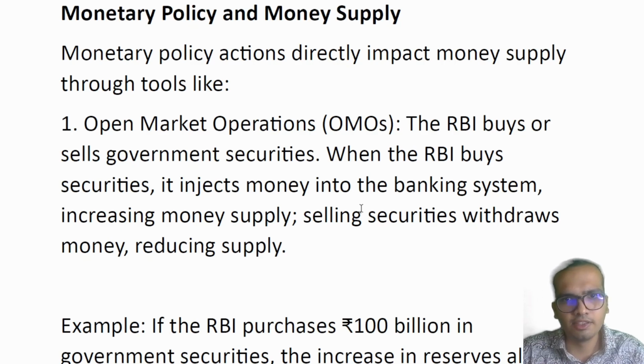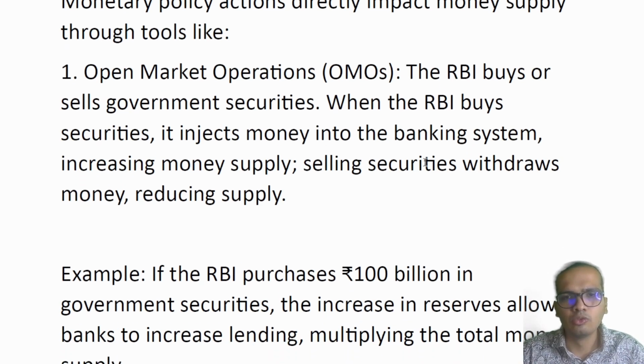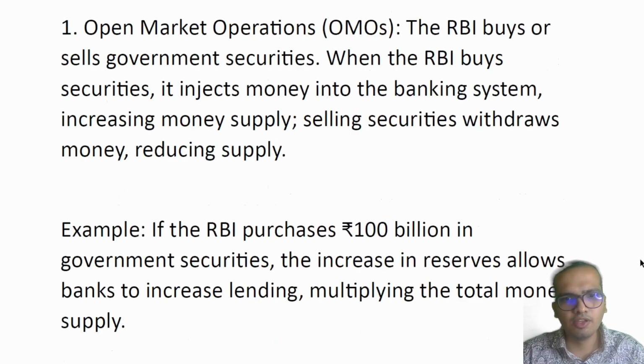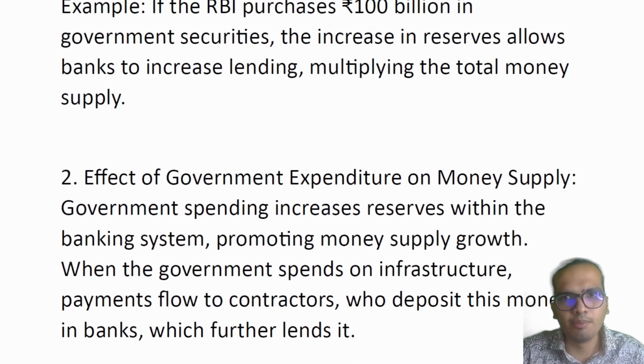Then comes monetary policy and money supply. Monetary policy actions directly impact money supply through tools like OMO first, that is open market operations. The RBI buys or sells government securities. When the RBI buys securities, it injects money into the banking system, increasing money supply. Selling securities withdraws money, reducing supply. Example, if the RBI purchases rupees 100 billion in government securities, the increase in reserves allows banks to increase their lending, multiplying the total money supply.